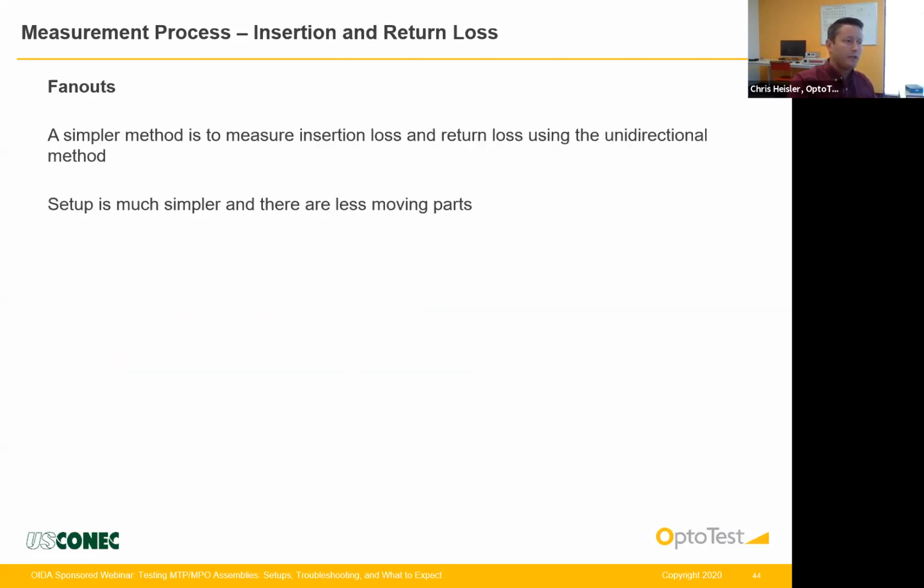A simpler method is to measure insertion loss and return loss using the unidirectional method. This setup is much simpler and there are less moving parts. The reference setup is very simple. You have your MPO launch cord. Notice you don't have a simplex launch cord for this, even though it's a fan out. So you have your launch cord, you reference your optical power and find the position.